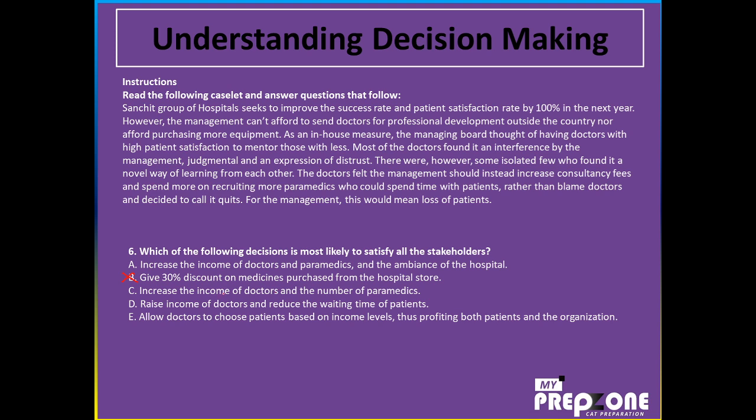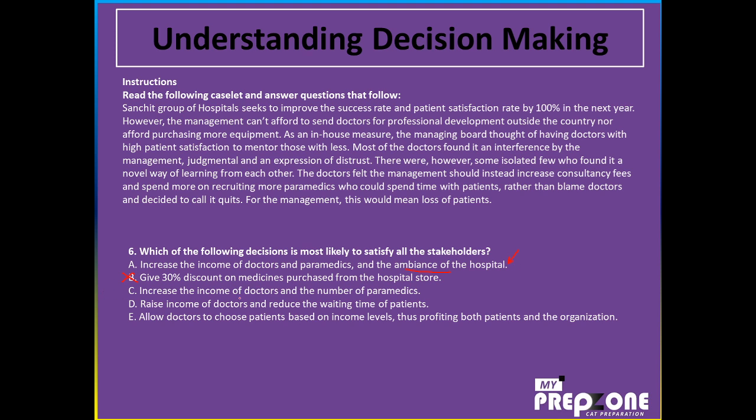Increase the income of doctors and number of paramedics. Now, increase the income of doctors, yes, it makes sense. And number of paramedics. Here, there is a difference between A and C, wherein in C you talk about less number of stakeholders. So if you improve the ambience of the hospital, it will help patients also, because that also contributes to the patient satisfaction rate.